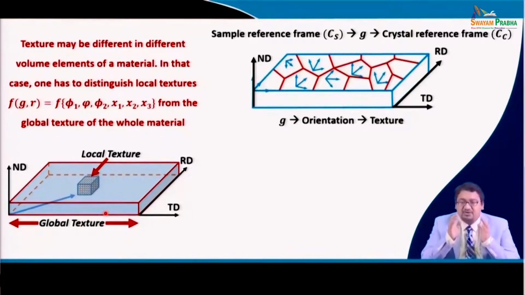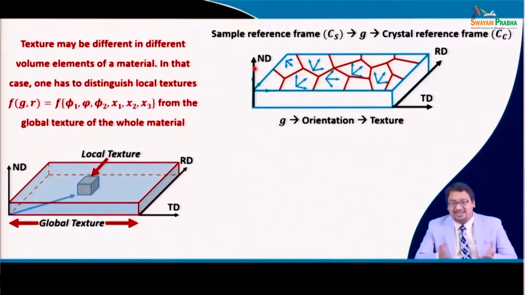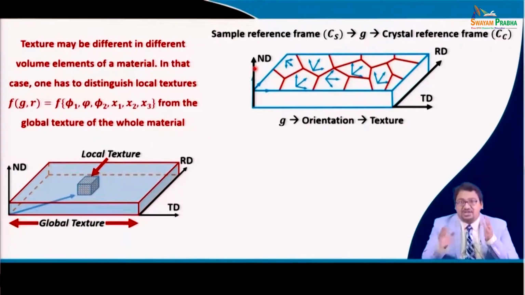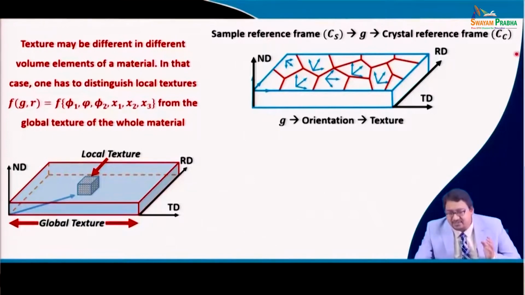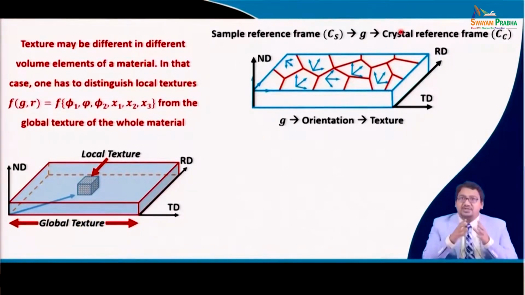Now, you see that if we go more deeply into the definition of texture. If we say that there is a material with a number of grains present in it, and each of these grains will have a certain orientation, and the sample reference directions x 1, x 2 and x 3, or x, y and z, are R D, T D and N D, then the relationship between the sample reference system C s and the crystal reference system C c is given by the orientation space, which is basically G, known as the orientation matrix, and this gives the information of the texture, right.